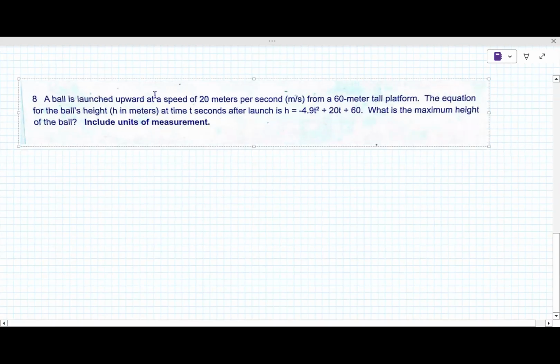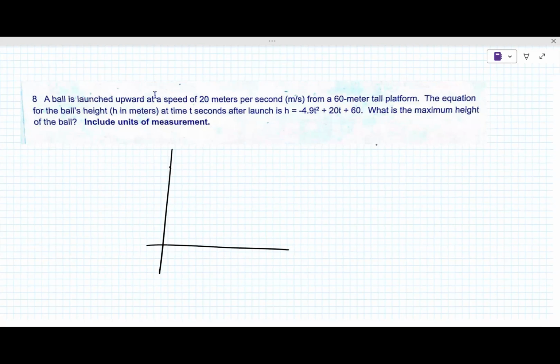Okay, so number 8 here is asking for the maximum height of the ball. So it's the exact same equation that we were just looking at, but now it's the maximum height of the ball. So again, this thing goes up and it comes down. We want what's called the vertex there. So the vertex has two components. It's got an X and a Y value. Okay, the max height here is the Y value. So we want the Y value of the vertex.